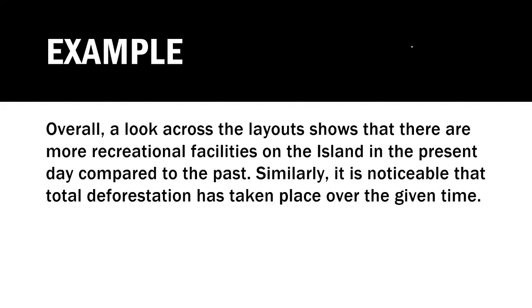it is noticeable that total deforestation has taken place over the given time. I hope you all know that deforestation here just means the trees have been removed, and it seems like it's total because I can't find any tree at present. So total deforestation has taken place. That's one observation. Then the recreational facilities are the second observation that I put together here. So that will come up as a good summary for you. You can always do it your own way, but that's just a good example of how you can identify the key features and put them together.